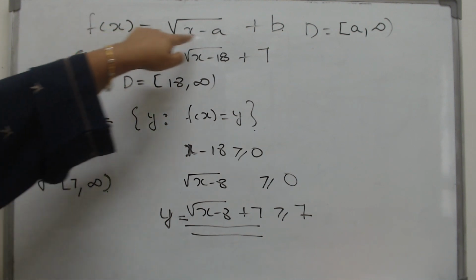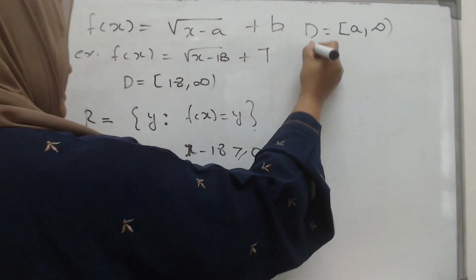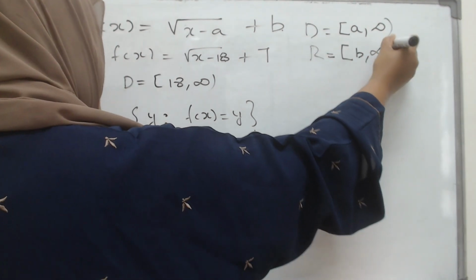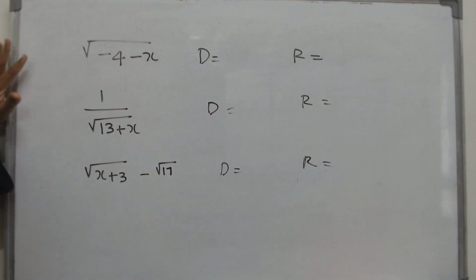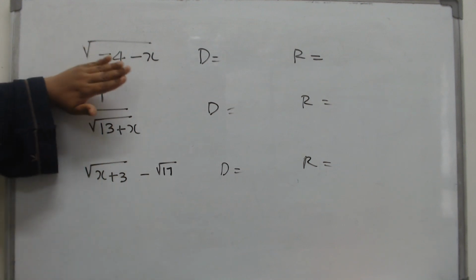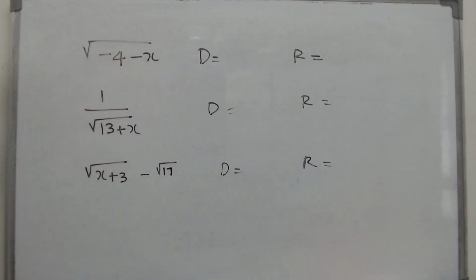So whenever you have such a function, you have to remember that your range is actually going from b to infinity. Can you tell me the domain and range of these functions without going to the usual circus of greater than or equal to 0 and all of that? Just one look at it. Can you tell me what form it is and what will be your domain and range?